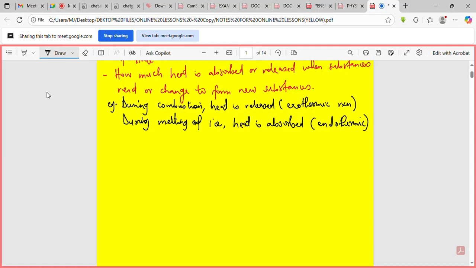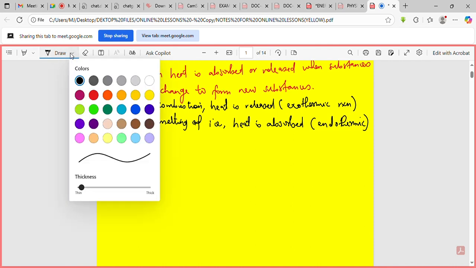Now, I mentioned something earlier: when a reaction is exothermic, it means that it is releasing heat to the surroundings. And when it is endothermic, it means that it is absorbing heat from the surroundings.